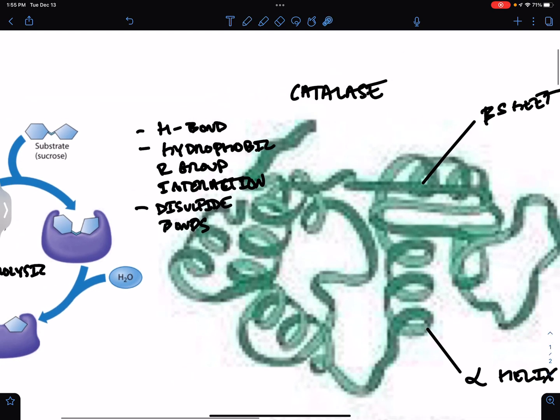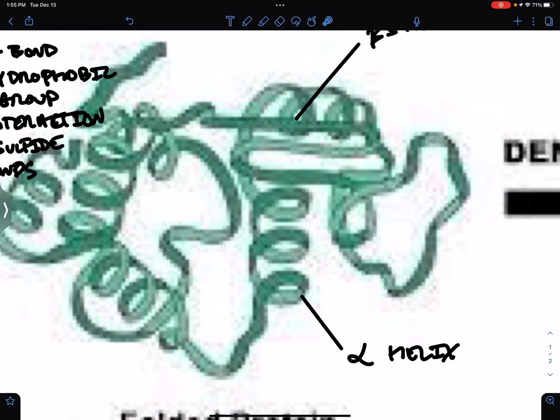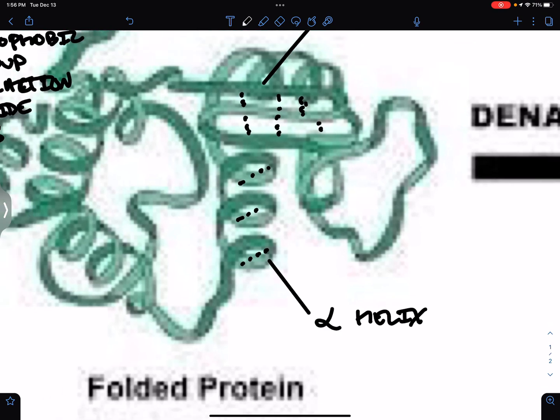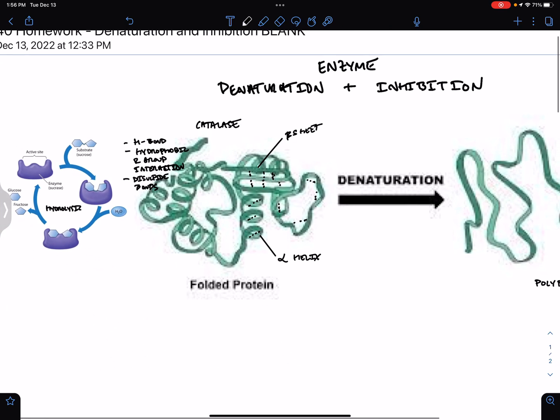But the primary mechanism that this shape is held in place is through hydrogen bonding. So we have, for example, hydrogen bonding holding these structures, the alpha helices and the beta sheets, in place. But there's also going to be hydrogen bonding holding this in place, and this in place, and this in place. And also, yes, hydrophobic interactions between the R groups and disulfide bonds. But the major contributor to holding protein shape together is going to be these H bonds.